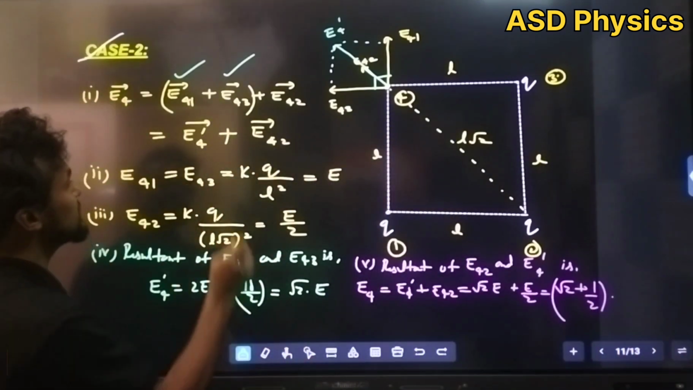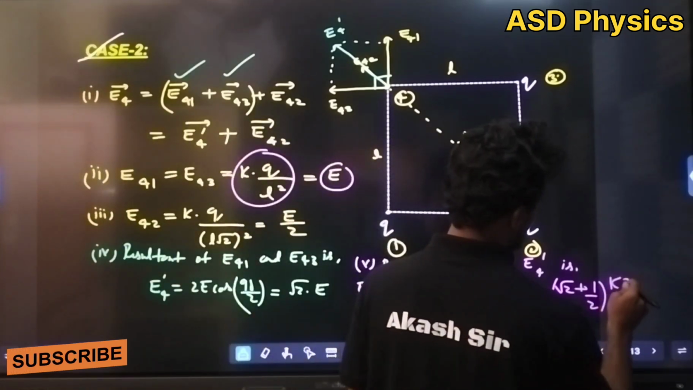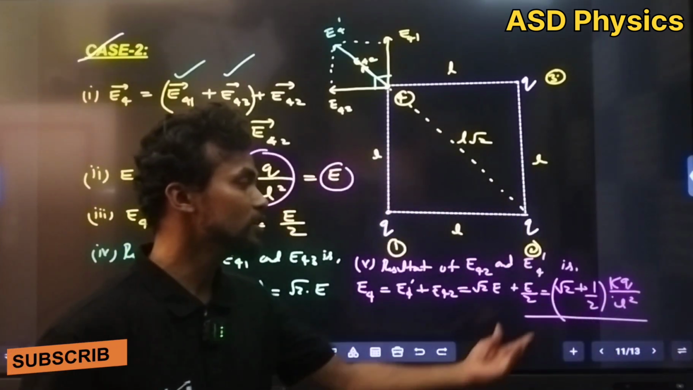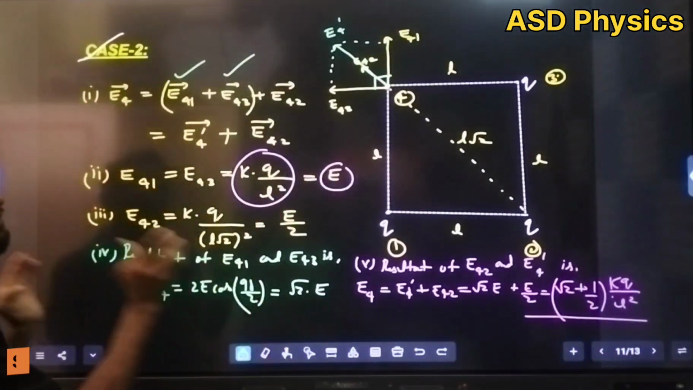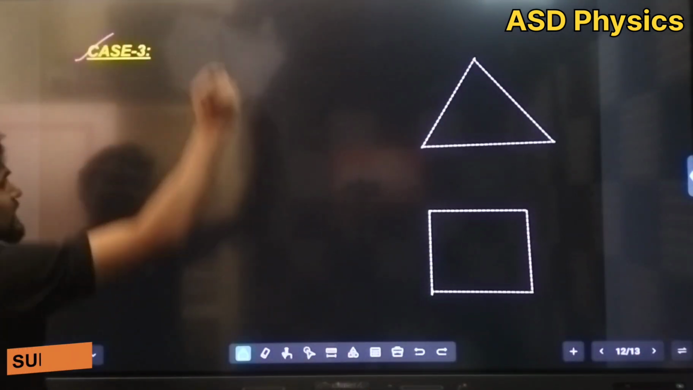And what is the value of E? The value of E is this one here, KQ by L square. That means the resultant electric field at the fourth vertex is given by root 2 plus 1 by 2 into K into Q by L square. So you can see very well in how easy a manner we are solving all these basic concepts. Case 3.